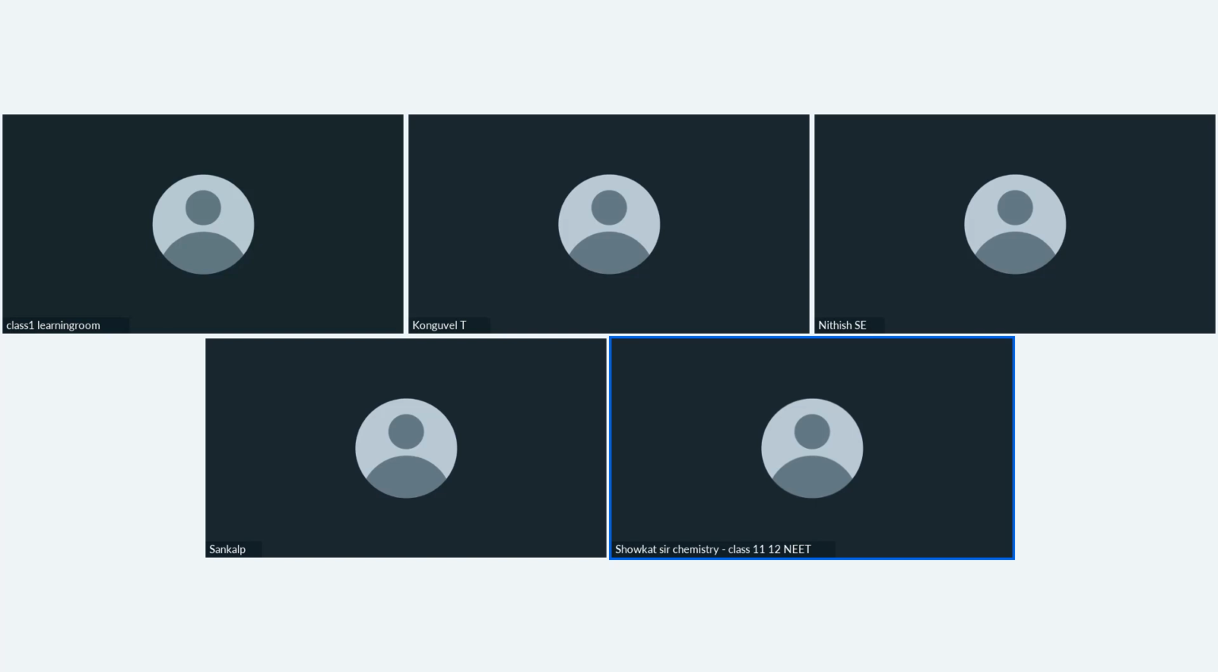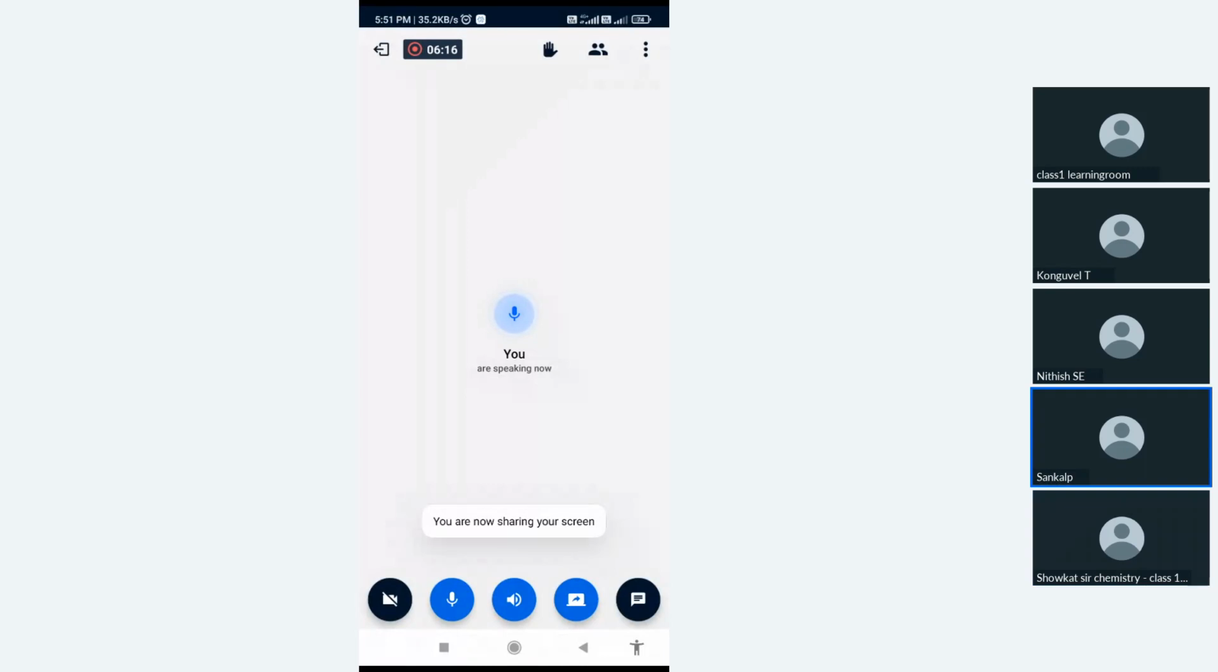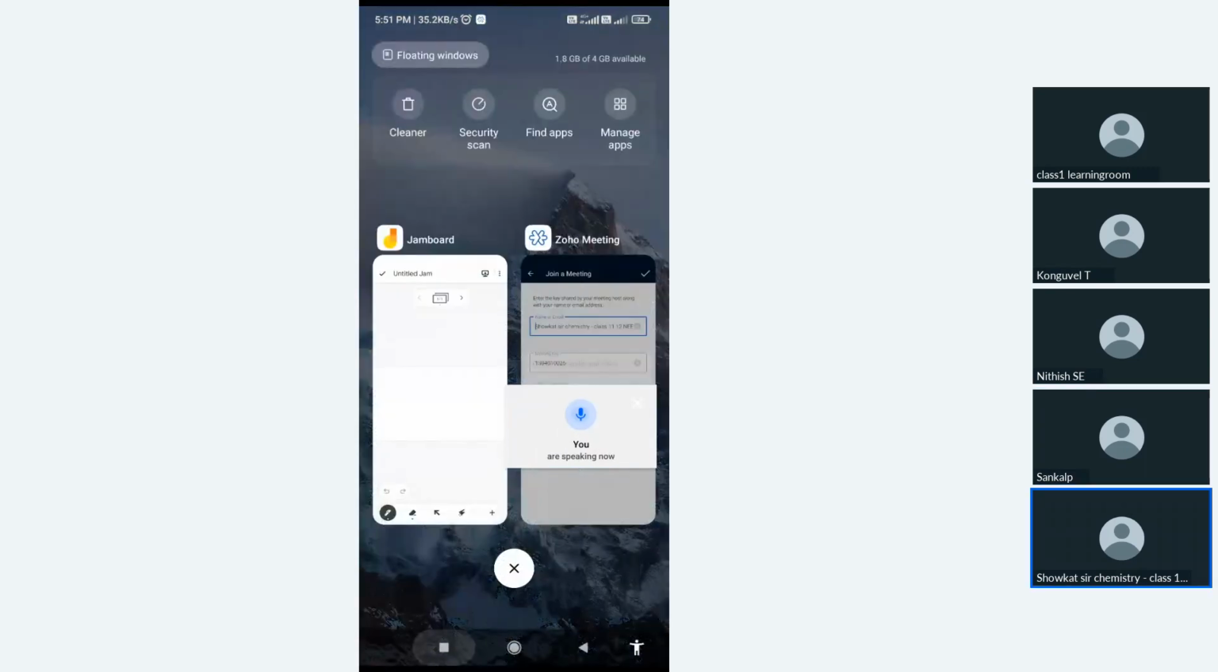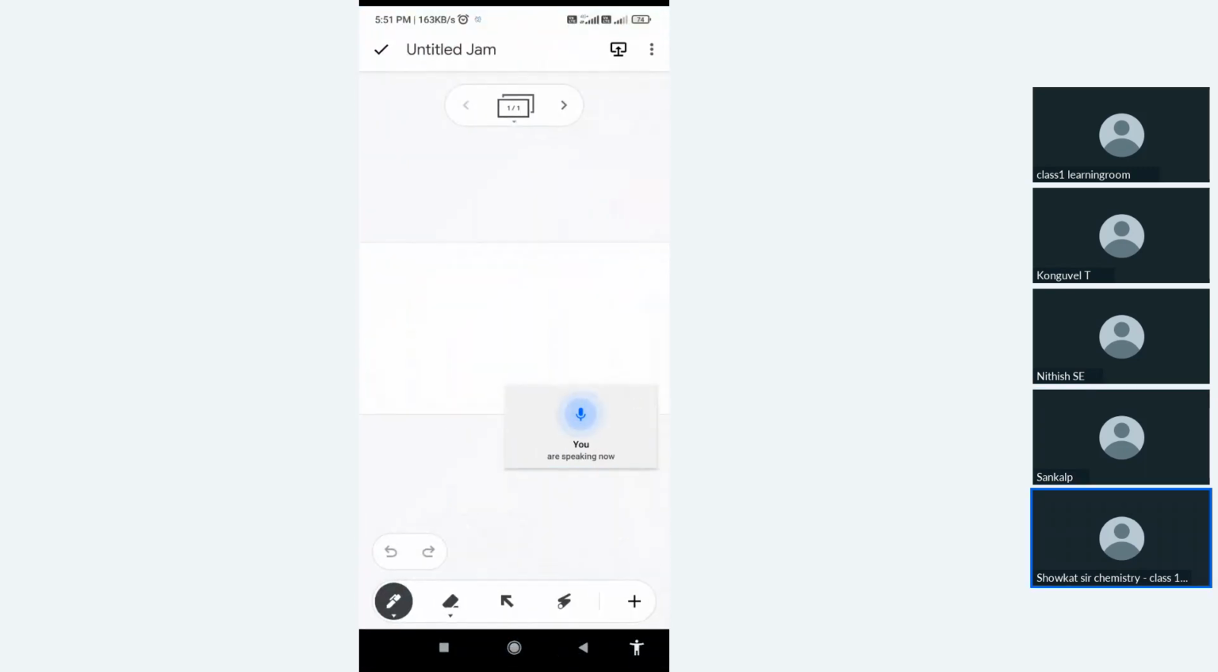So first of all, can you tell me what is a physical change and what is a chemical change? Physical change is reversible and chemical change is irreversible. Exactly. And in a chemical change, we get a new product having new properties. Okay, is this screen visible to all of you?